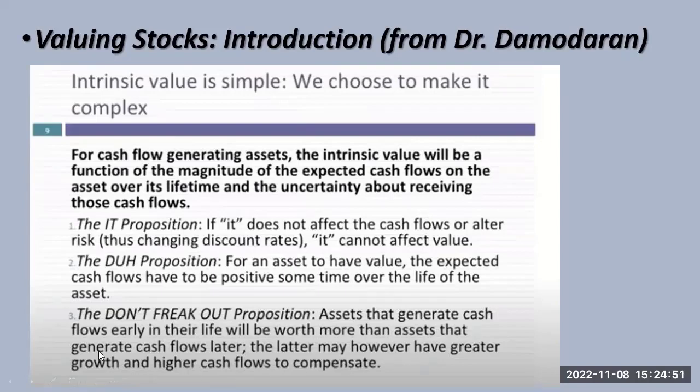And then assets that generate cash flows early in their life will be worth more than those that generate cash flows later. The latter may, however, have greater growth. So that's what we're trying to balance. Value stocks have a lot of cash flow today, but may not be in existence in 20 years. And growth stocks may not be producing a lot of cash today, but are going to produce massive cash flows in the future. We've got to somehow balance those two out in some way.